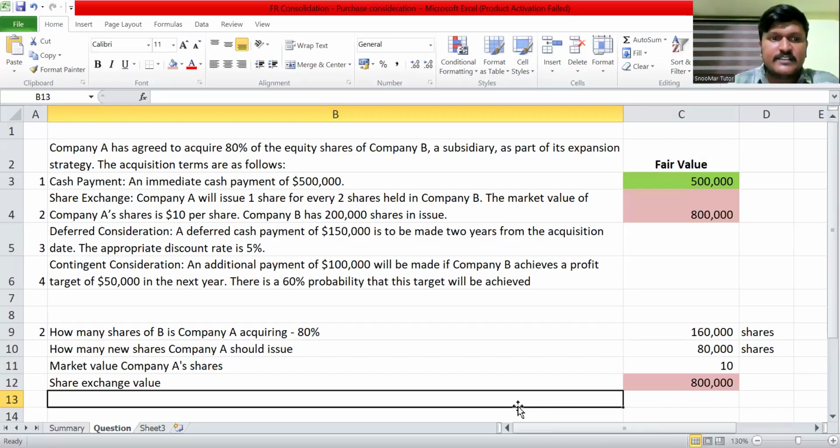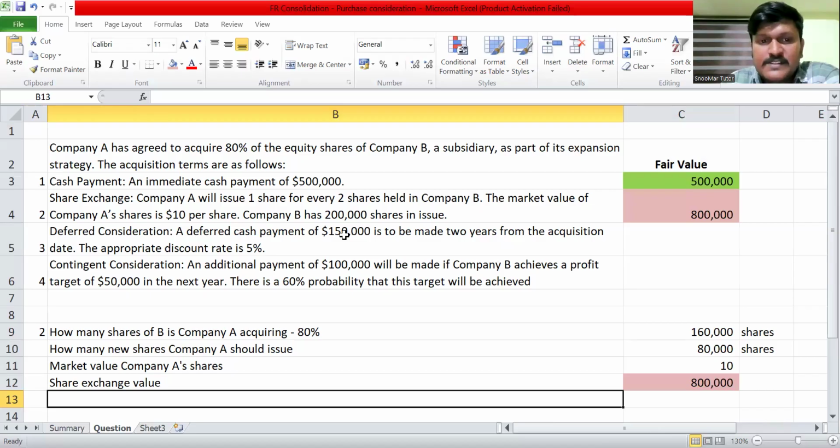Now let's consider the third one. What is the case? Deferred consideration. A deferred cash payment of 150,000 is to be made 2 years from the acquisition date. So it's not at the acquisition date. I am going to give it after 2 years.